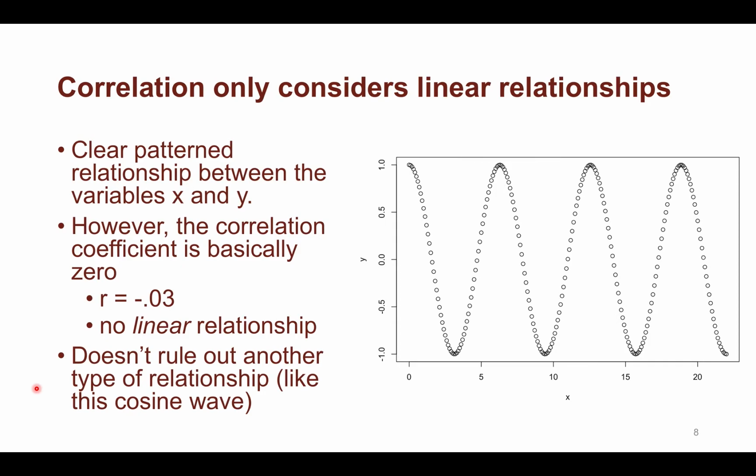Another limitation of correlation analysis is that it only considers linear relationships. In this graph that you see here to the right, there's a clear patterned relationship between the variables X and Y, but if we use correlation analysis to see if there's a linear relationship, we'll find that there is no correlation. The coefficient is negative 0.03, it's non-significant, there's no linear relationship, although there is another type of relationship, in this case a cosine wave, but correlation would not allow us to see that relationship.